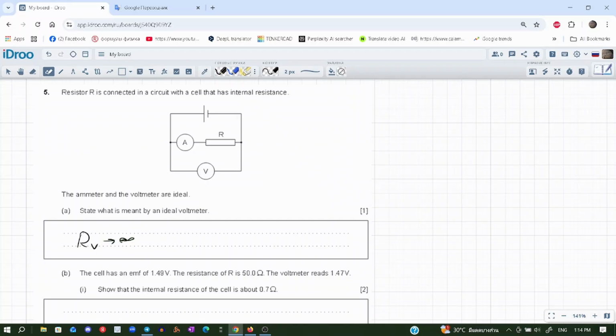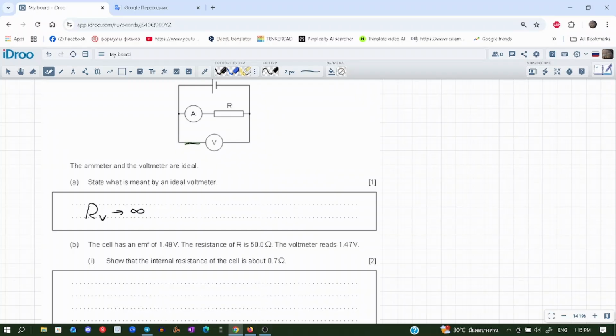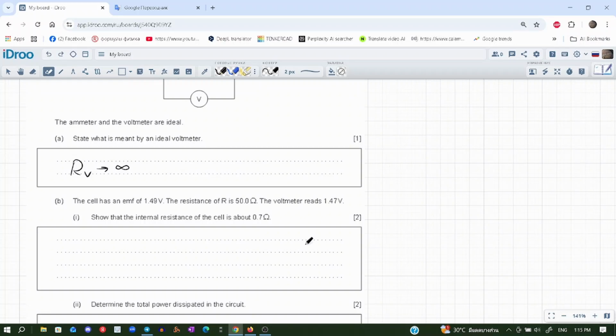So it's much greater than all the resistances in the circuit. Very high resistance. So no current goes here. The cell has an EMF of 1.49 volts. The resistance of R is 50 ohm. The voltmeter reads 1.47 volts. Show that the internal resistance of the cell is about 0.7 ohm.